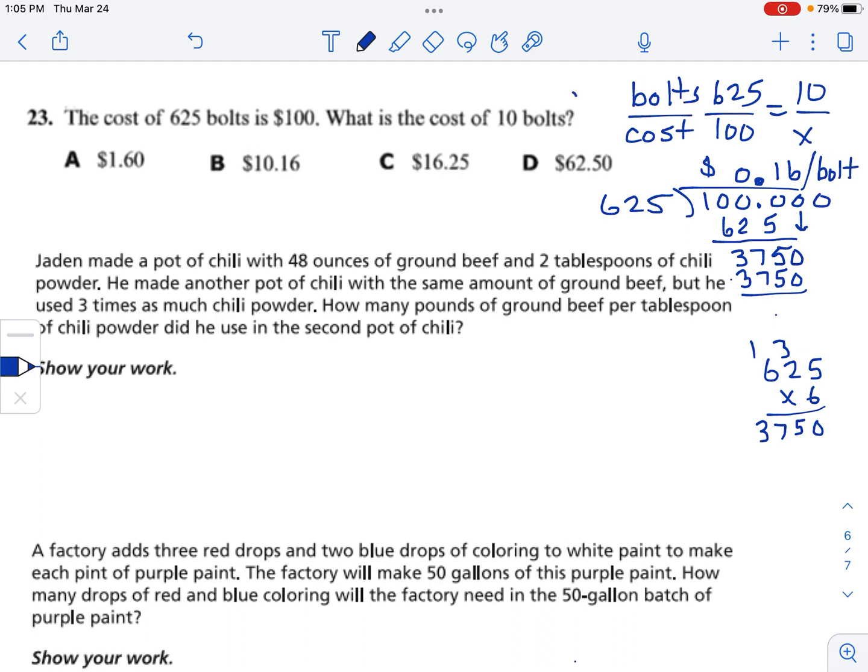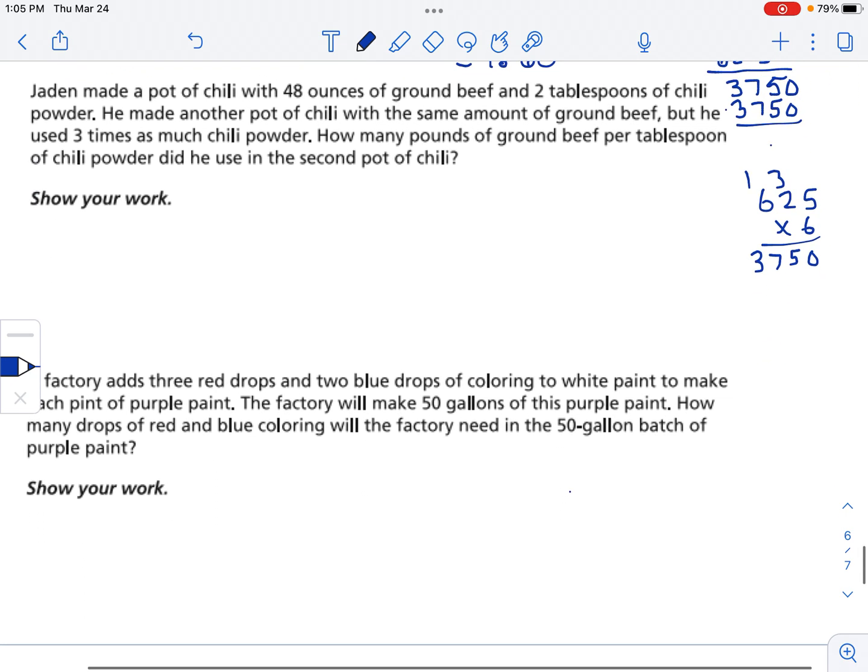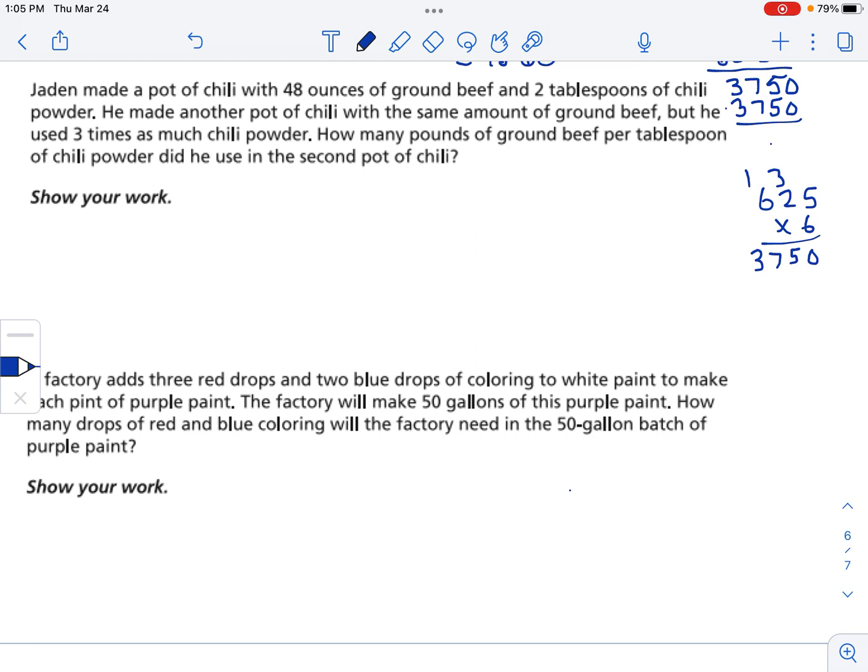Since we're buying 10 bolts, we're going to multiply that 16 cents times 10. And that's going to give us $1.60. Or if you cross-multiplied, you also would have found that x is equal to $1.60. All right, 2 more questions here.